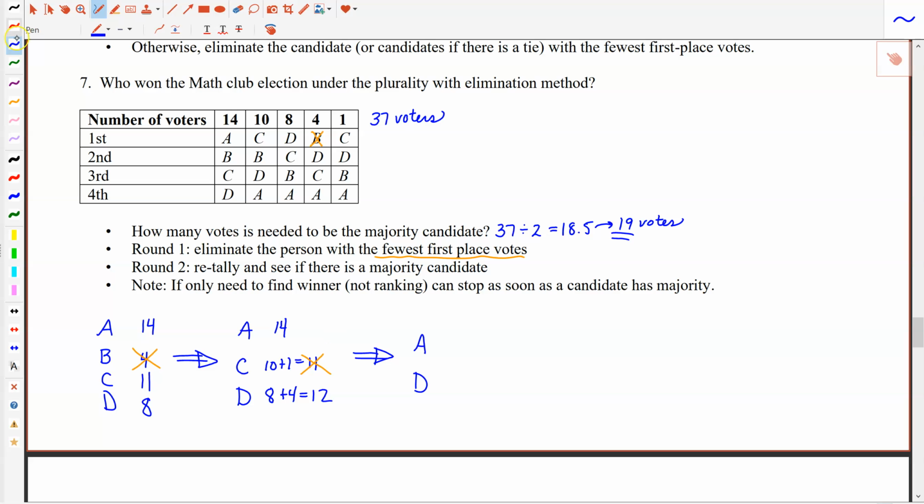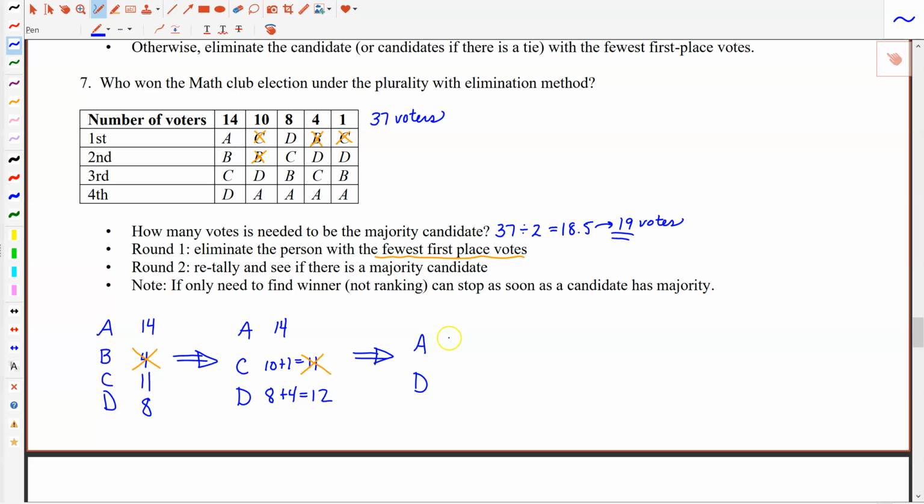So at this point in time, now C is gone. So maybe I'll come up here and I'll cross out C. They're no longer in the race. So in the next column, if C is gone, notice that B already got eliminated, so then I'm going to cross that out as well. So now I'm going to retally. So what do I have going on?